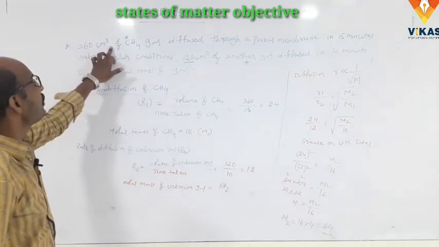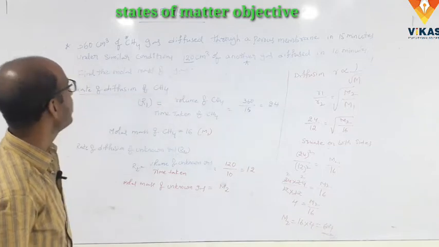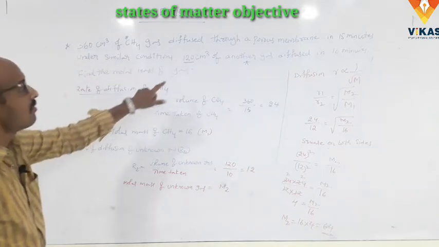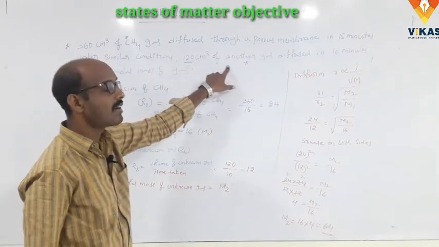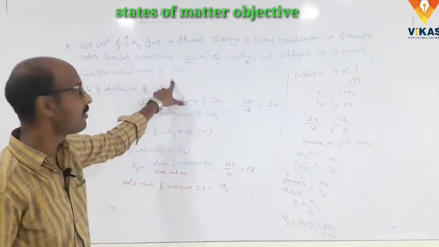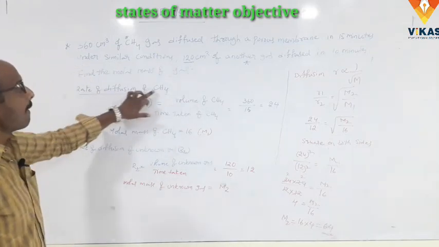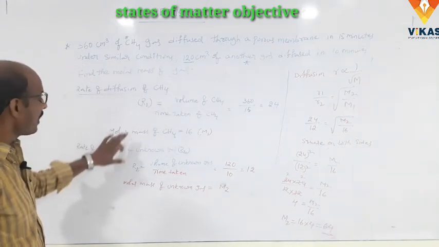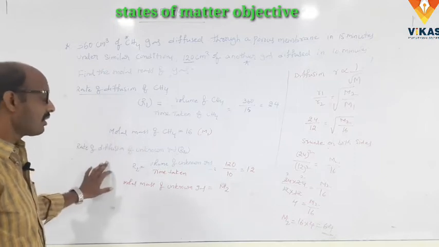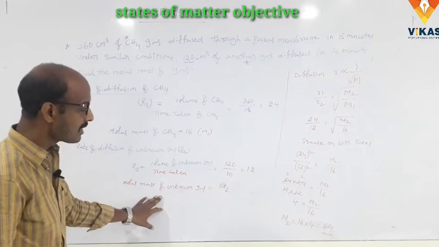3 centimeter cube of CH4 gas diffused through a porous membrane in 15 minutes. Under similar conditions, 120 centimeter cube of another gas diffused in 10 minutes. Find the molar mass of gas. So first of all we find out the methane rate of diffusion and molar mass, and second we find out the rate of diffusion R2 and molar mass of the unknown gas.